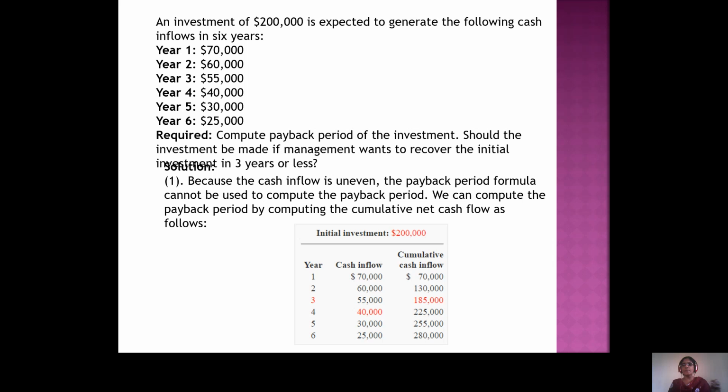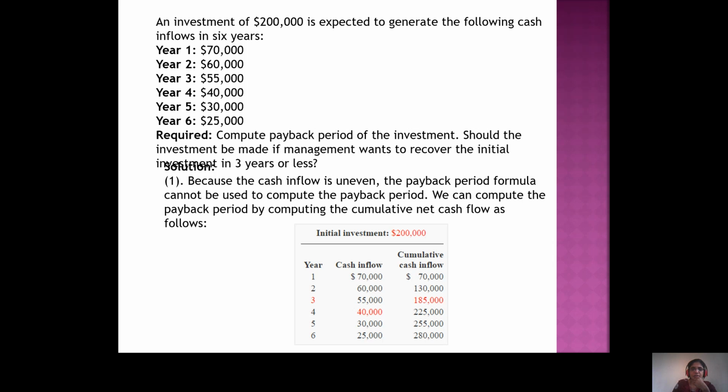We are required to compute the payback period of the investment. The investment should be made if management wants to recover the initial investment within 3 years or less. If it is 3 years, you have to go through that project. Because the cash flow is uneven, the payback period formula cannot be used directly. We can compute the payback period by computing the cumulative net cash flow. So first you have to find out the cumulative cash flow.